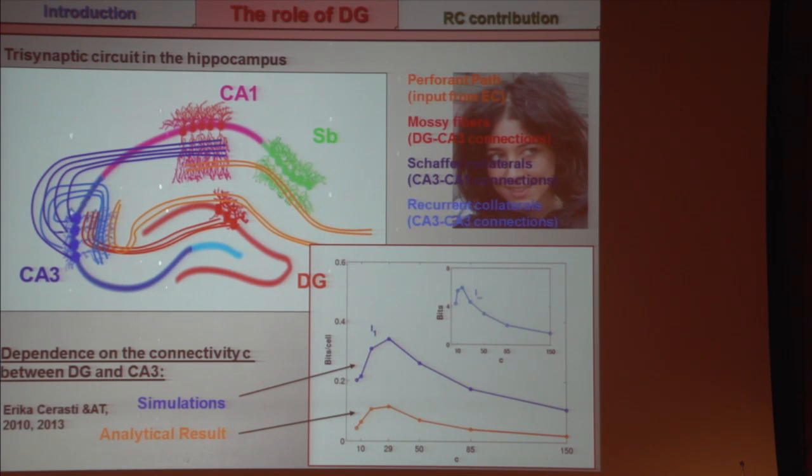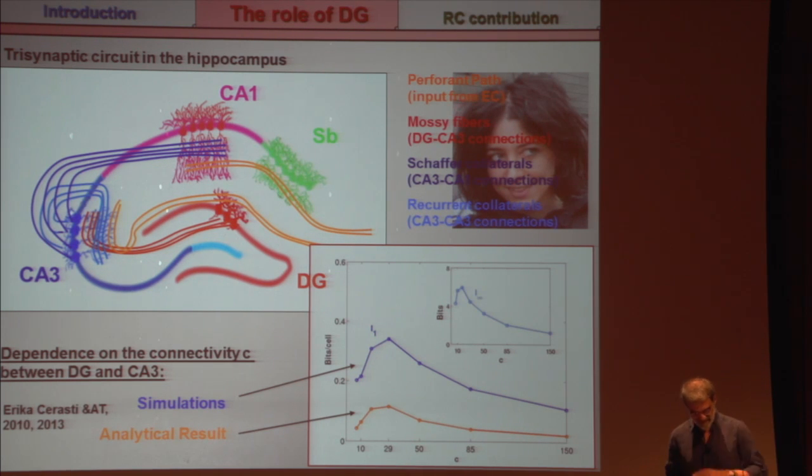And in this riddle, which we still don't really understand, it is intriguing that in our calculation, which could be all wrong, we get a maximum for the information stored in a CA3 representation when the dentate gyrus communicates with very few synapses, in the order of tens of synapses to CA3.